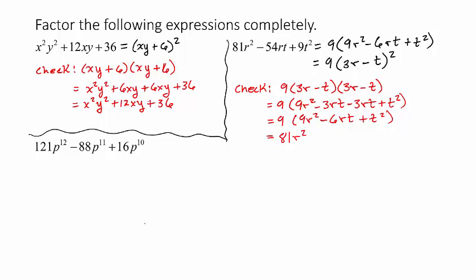9 times 6, negative 6, negative 54rt, and 9 times t squared is plus 9t squared. Okay, so it does work, right? We got back to the original statement that we started with.